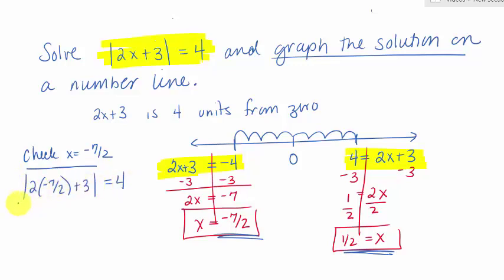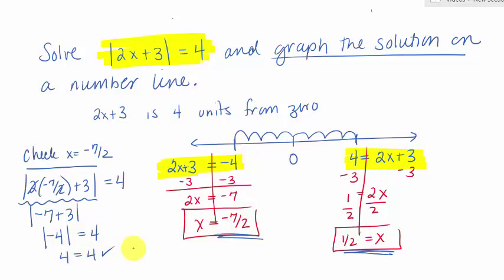And what you're doing is you're doing order of operations on the left side. So 2 times negative 7 halves. The 2's are going to cancel because this one is a multiplier and this one is a divider. So you get negative 7 plus 3. That's still in the absolute value, which is going to be negative 4, still in the absolute value, which is equal to 4. So that one checks out.